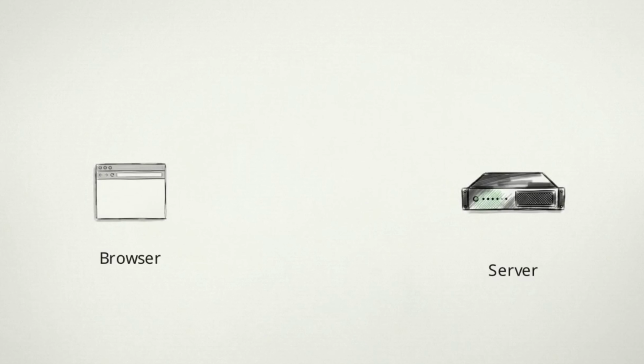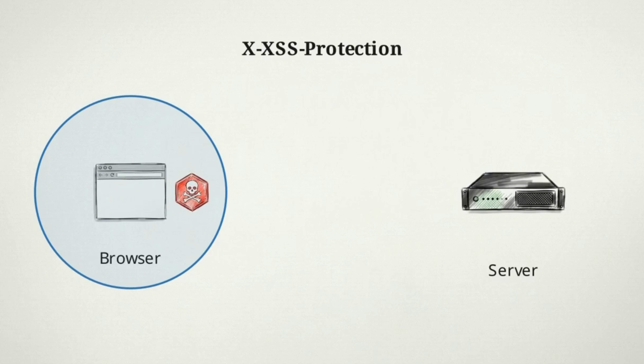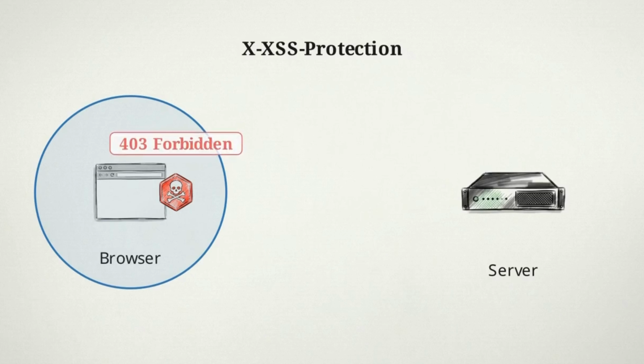To counter this, administrators deploy defensive security headers. Directives like strict transport security force the browser to only use encrypted channels for future visits, while XSS protection commands the browser's built-in filters to block known scripting attacks.